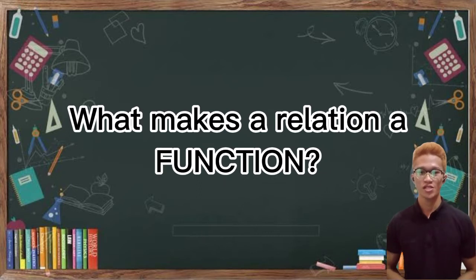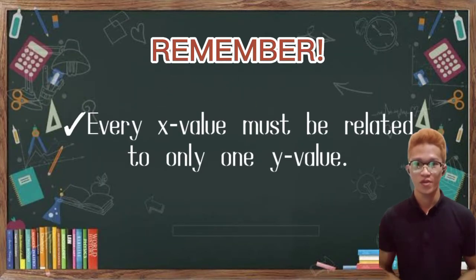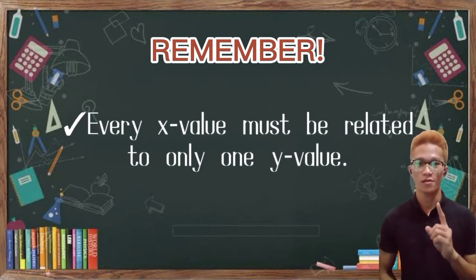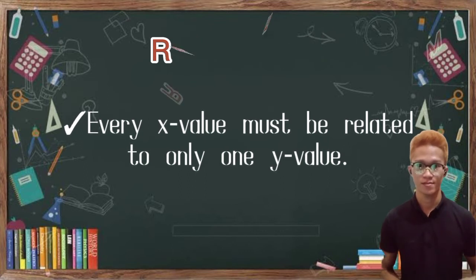What makes a relation a function? A function is a relationship between a set of inputs and a set of permissible outputs. Functions have the property that each input is related to exactly one output. Remember that every x value must be related to only one y value. And that's the most important part of this lesson that I want you to remember. And that would be all for the definition of a function.